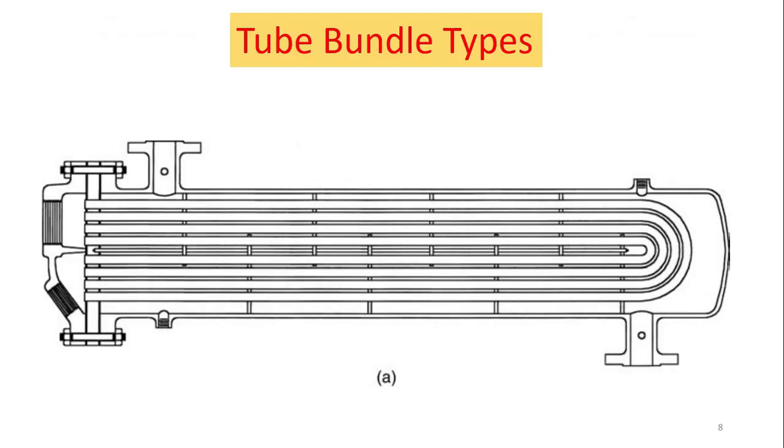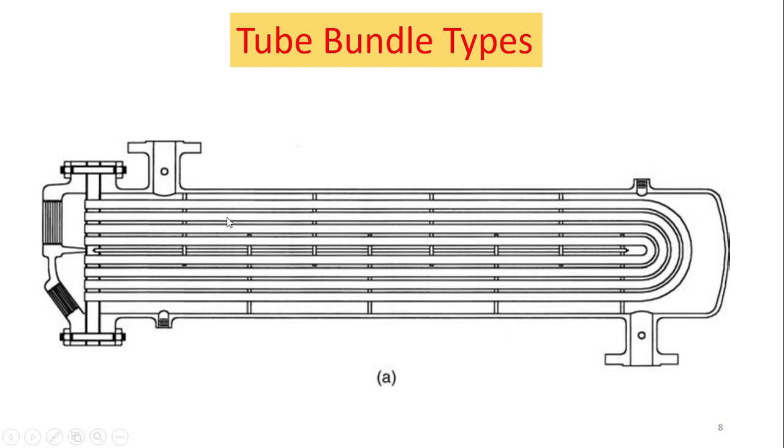types in the shell and tube heat exchanger. So as you can see, these are the tubes which are inside the shell. The tubes are actually U tubes, right? It has a shape of U, so that's why these are known as U tubes. This is the bundle of U tubes. The fluid enters from here and completes one pass in the U tube, and this completes the second pass in the tube bundles.